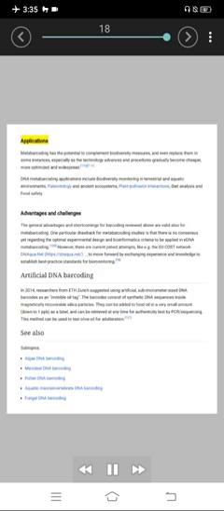Applications. Metabarcoding has the potential to complement biodiversity measures, and even replace them in some instances, especially as the technology advances and procedures gradually become cheaper, more optimized and widespread. 118, 119. DNA metabarcoding applications include biodiversity monitoring in terrestrial and aquatic environments, paleontology and ancient ecosystems, plant-pollinator interactions, diet analysis and food safety.